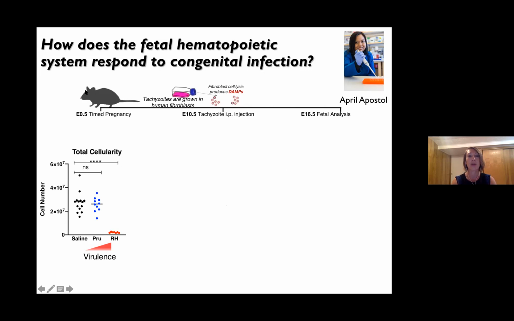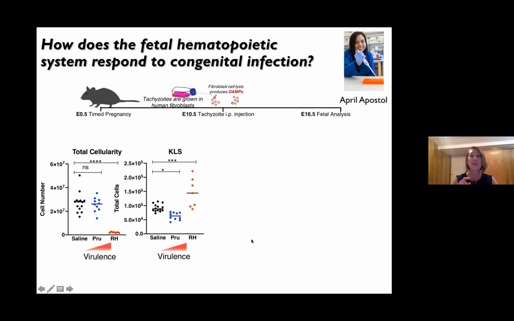And so I'm showing you here total cellularity of the fetal liver, where under the most virulent conditions, we see an extreme drop in fetal liver cellularity. Surprisingly, this doesn't affect the stem and progenitor compartment. So here I'm showing you this KIT positive, lineage negative, SCA positive stem and progenitor compartment. And in our most virulent infection, this stem and progenitor compartment is highly expanded as compared to our control.